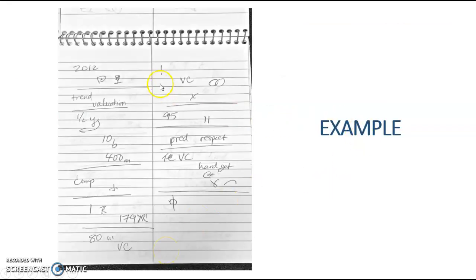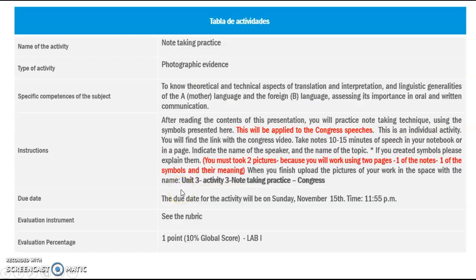This is another example. If you have a notebook like this one, there are some notebooks that have a line in the middle. You can use both sides in order to write down the notes. Here you are using first the left side, and then you are using the right side, but as you can see, we are starting just on one side of the page. This is basically what you have to do when you are taking notes.